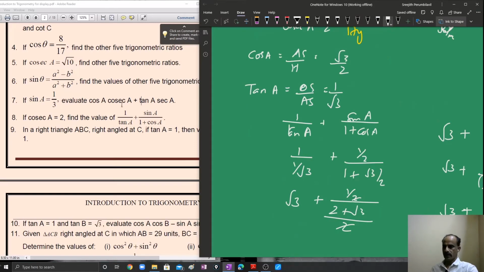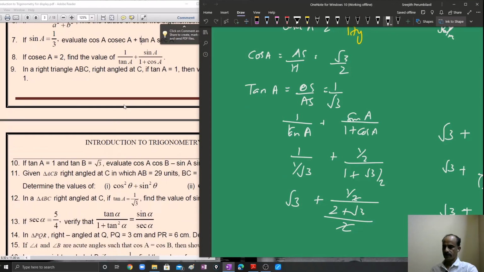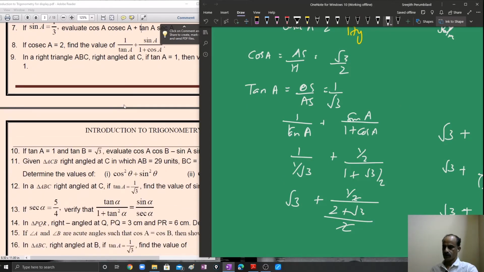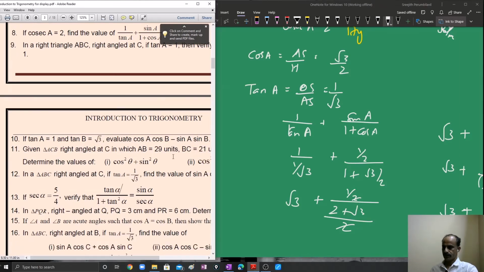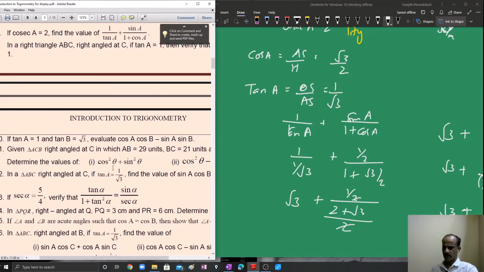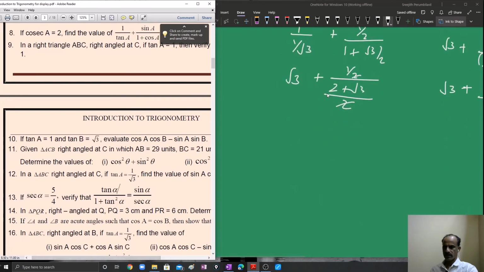Okay, now we go for the next question. All the questions are similar questions in the triangle questions. These we can do. I'll take one, the tougher ones I'll do. Question number 13.